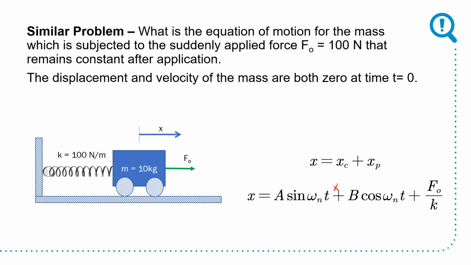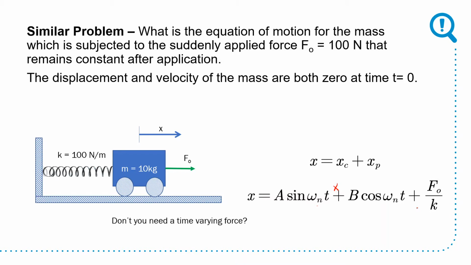I've got a standard solution, which is going to be characteristic plus particular, and that's going to have this form right here: a sine omega nt, b cos omega nt plus f naught over k. So don't you need a time varying force? Well, you do normally, but in this case it's treated the same way because it's just an external force that's being applied to the system. So you don't have to have a time varying force in these problems. You just have to have an external force applied.